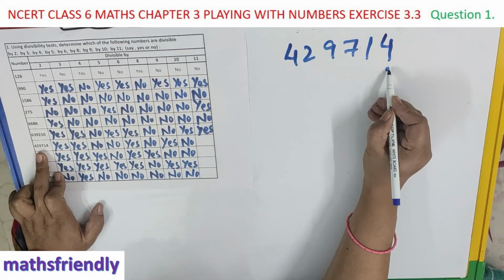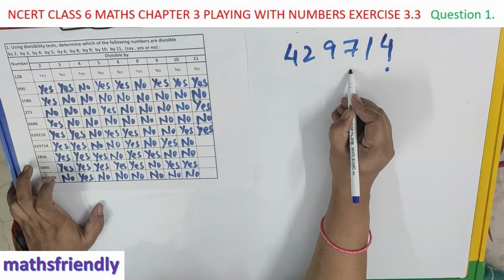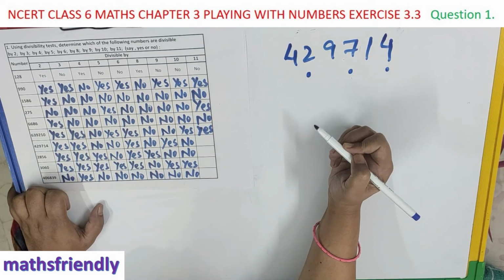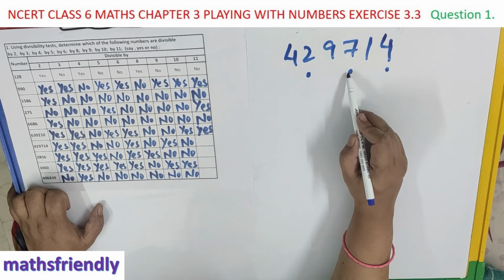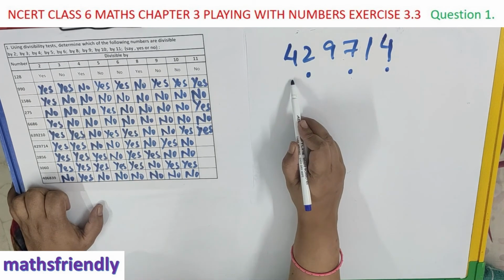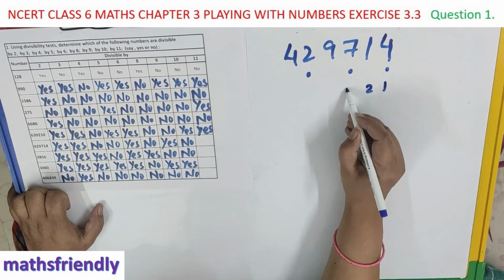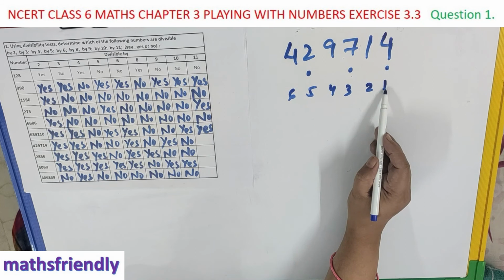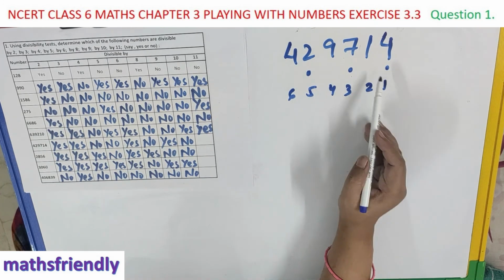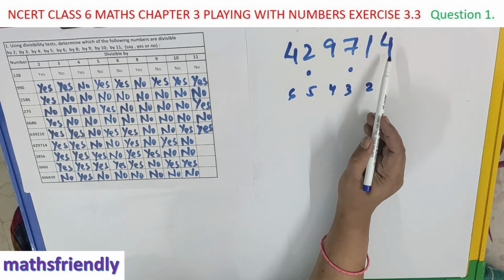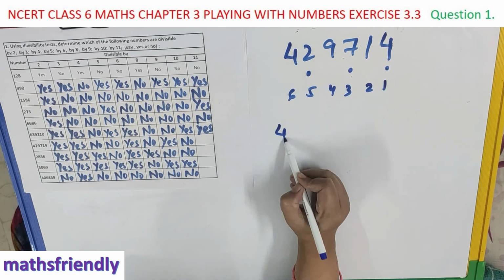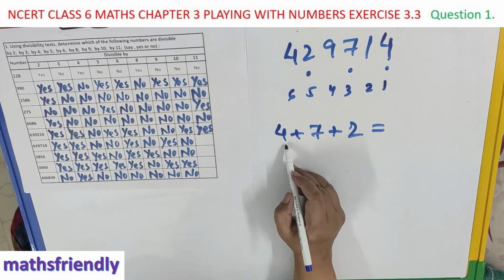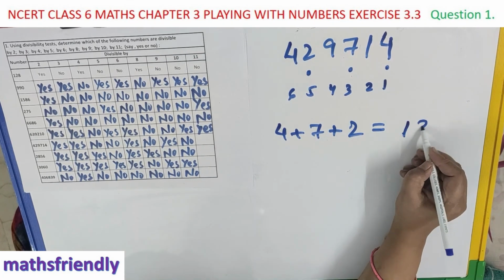Okay, 4 is the digit at odd place, 7 is the digit at odd place, 2 is the digit at odd place. First place, second place, third place, fourth place, fifth place, sixth place. So first, second, third, fourth, fifth and sixth. So the digits at odd places are the first, third and fifth. What are the digits at these places? These are 4, 7 and 2. We have to add them. 7 plus 4 is 11, 11 plus 2 is 13.